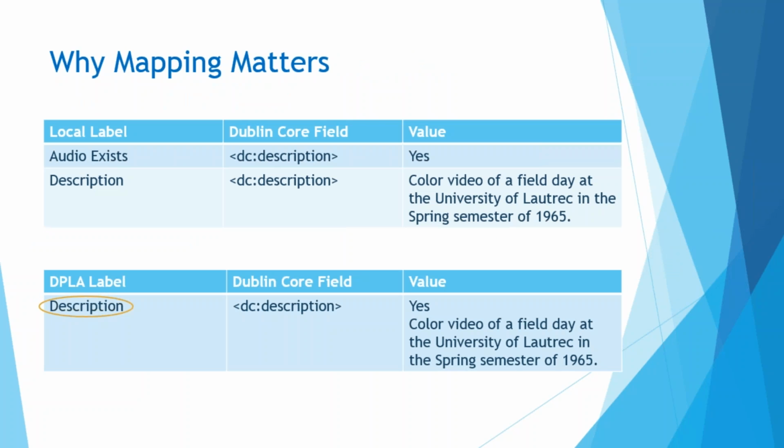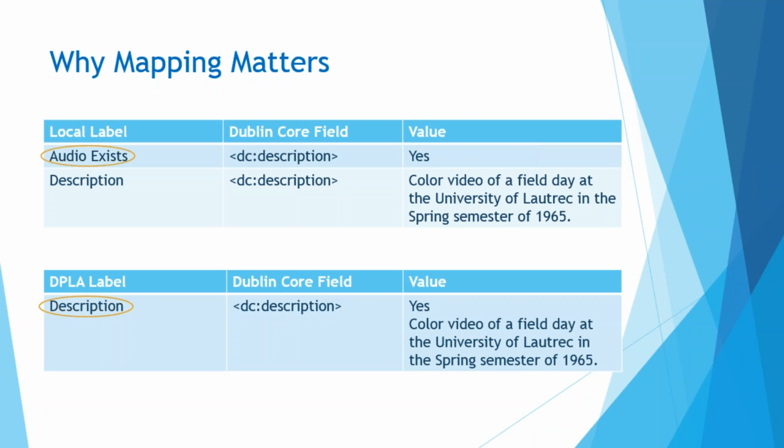So to give you an example of why mapping matters, I'm going to go through an example of items that are mapped to description. So in the first table you see that the tables have different local labels. You have audio exists and description. In this table it's clear that the yes value belongs to audio exists.